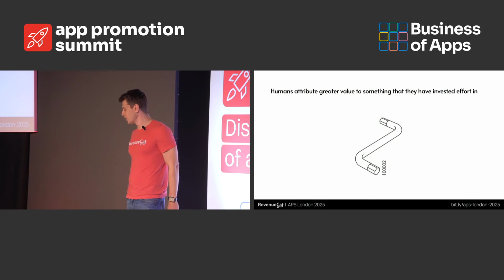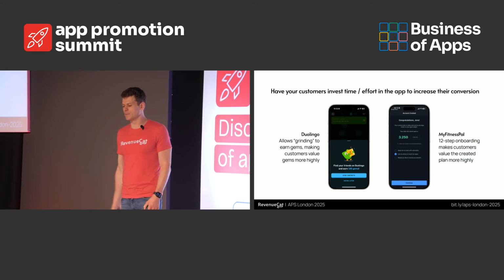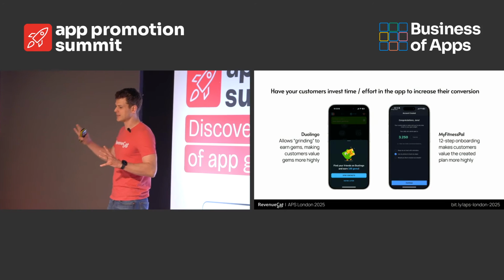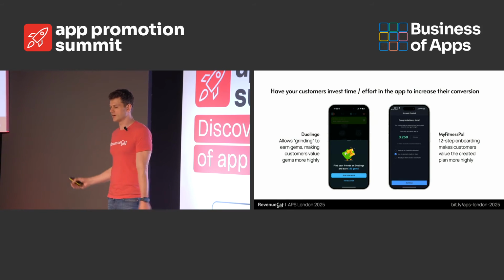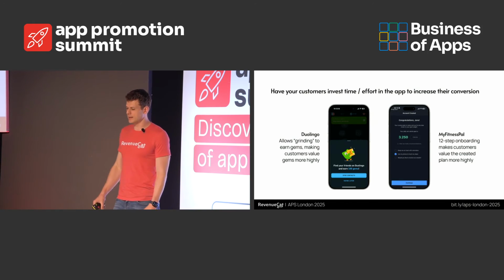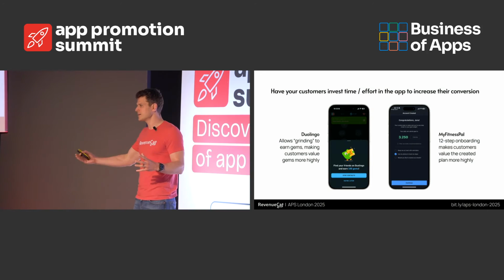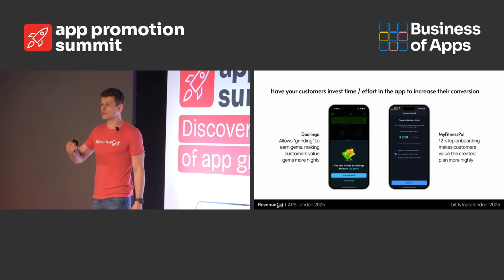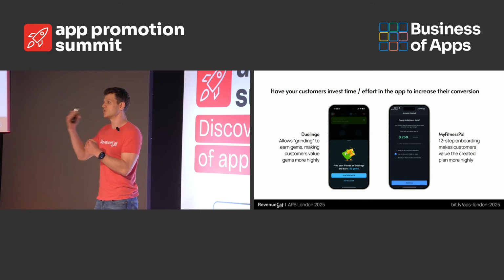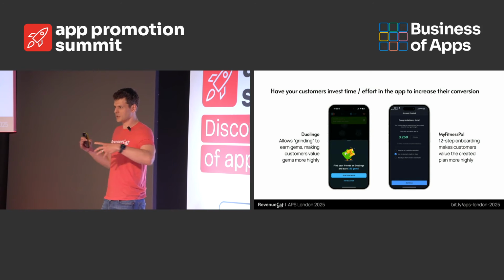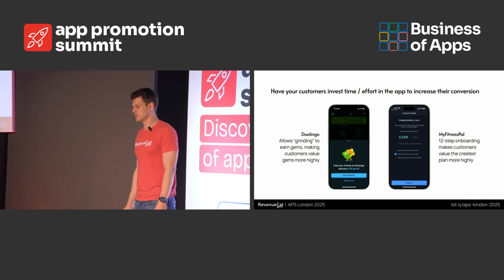So how does this work for apps? In a few ways. Basically by having your customers invest time and effort into the app to then increase their conversion rate. 2 examples here. The Duolingo app allows you to grind to earn gems. So, for example here, finding your friends to earn 100 gems. There's various things that you can do to grind to get this value, but that makes you attribute higher value to these gems because you associate that with the effort that you put in, which then in turn makes you more likely to purchase later.